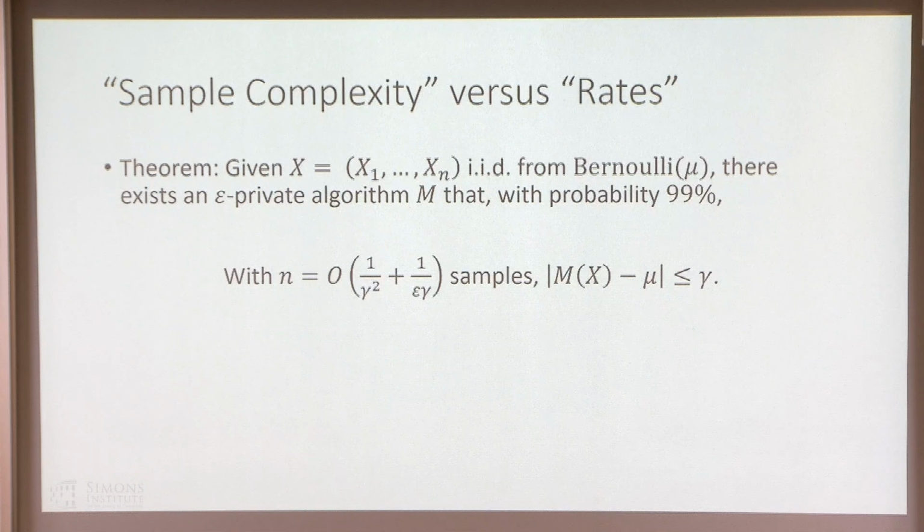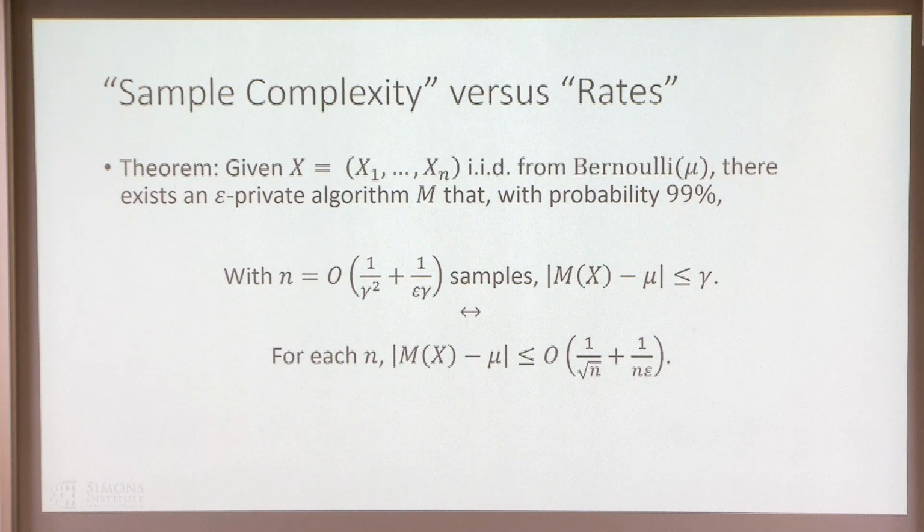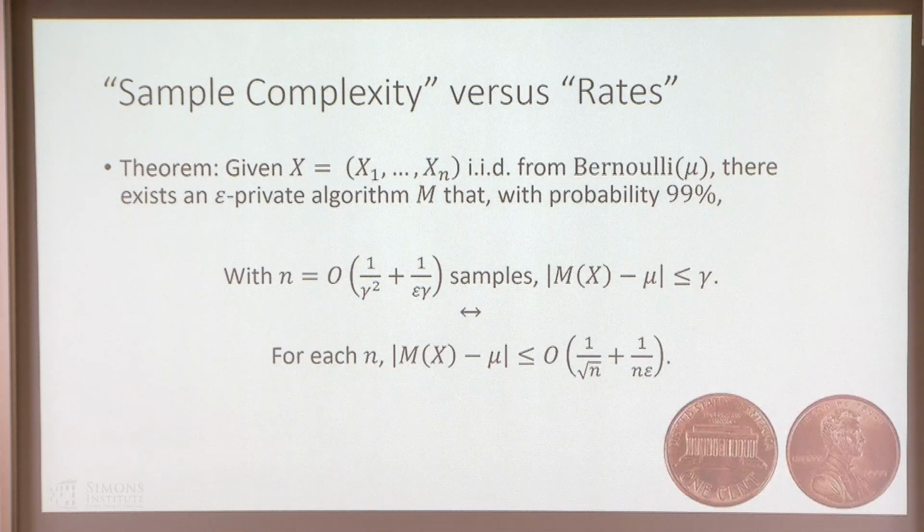But another equivalent way of stating this is the following. For each n, the error is less than 1 over root n plus 1 over n times epsilon. You can see that these are two sides of the same coin. If you invert one, it gives you the other. I will stick to the first statement, but if you're more comfortable with the second, just know a corresponding statement does exist. Cool. Are there any questions before I go to the first vignette about hypothesis testing?